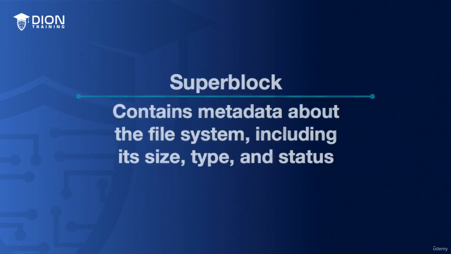A file system superblock is something that contains metadata about the file system, including its size, its type, and its status. The superblock is critical to the function of the file system. If it becomes corrupted, you're going to be unable to mount and work with that file system. So, you need to use a tool like fsck to repair the superblock if it becomes corrupted.